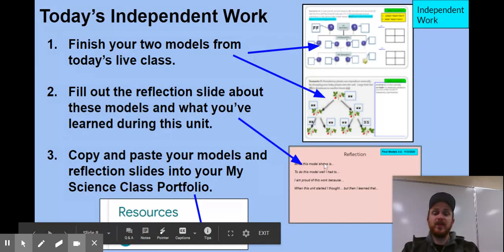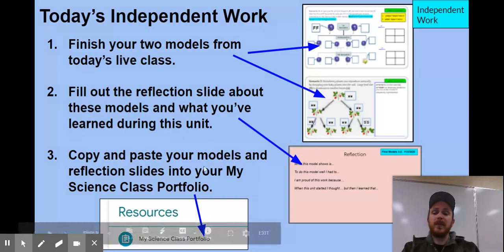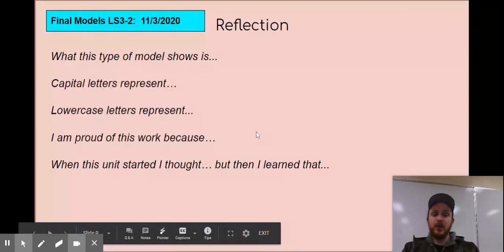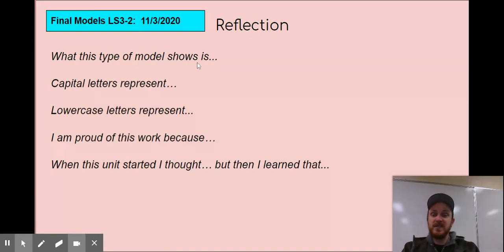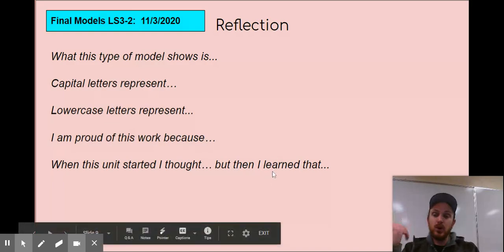And then you have this reflection slide, and then you're going to copy and paste them into your science class portfolio. So here's your reflection slide. What this type of model shows is capital letters represent, lowercase letters represent. I am proud of this work because when this unit started, I thought, but then I learned that. These are all things I want you to think about. How much did you learn?